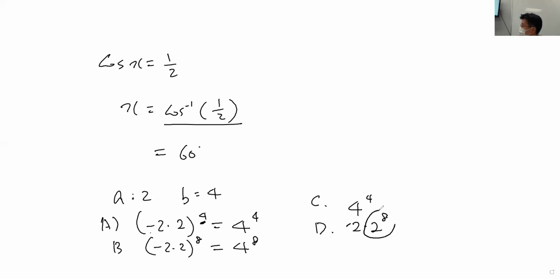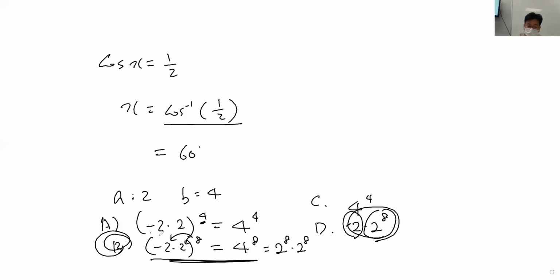So this is a separate thing. But this is the greatest if you think about it, because if you distribute, this one is basically 2 to the 8th power times 2 to the 8th power, which is much greater than this one. So that's why it's B. You can use a calculator if you want to, but when you use a calculator, be careful about parentheses. You have to put parentheses right. And then number 10.